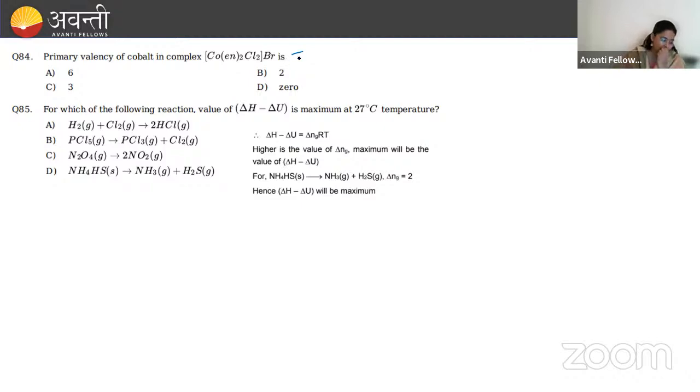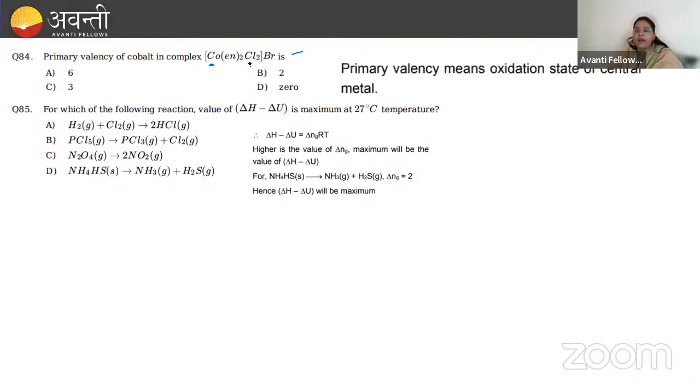Yes, what is the primary valency here? Whenever someone asks you what the primary valency is, whatever the oxidation state of the given central metal atom is, that will be its primary valency. When you calculate the oxidation state for cobalt, you will observe that it comes to +3, and that's why the primary valency here will be 3. So the answer to question 84 is 3. That is option C.